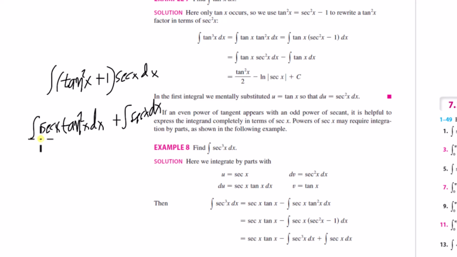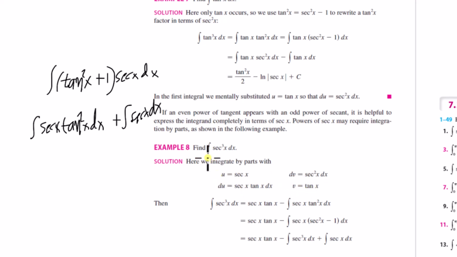The methods only work for an even power of secant or an odd power of tangent. So, okay, well, that didn't work. But what they do is they try an integration by parts. They say that u is equal to secant x, dv is equal to secant squared x.